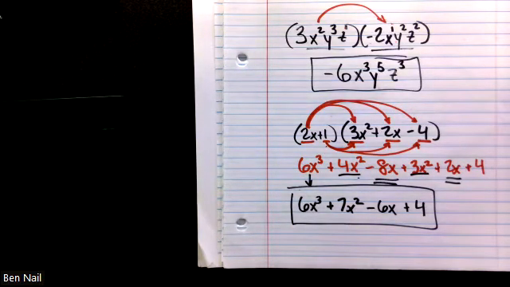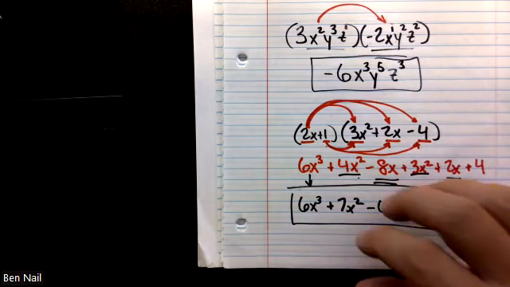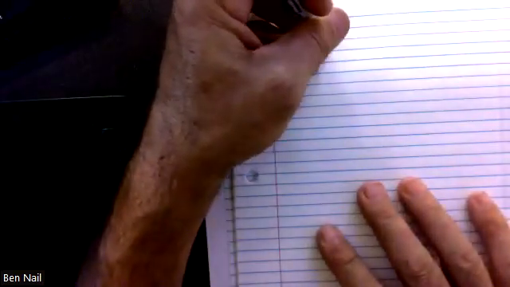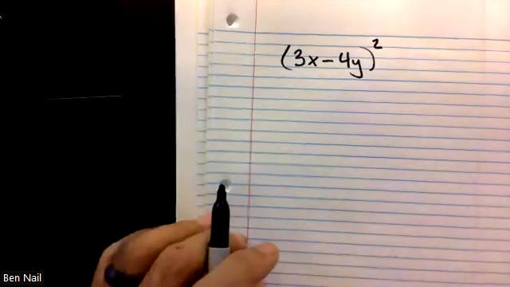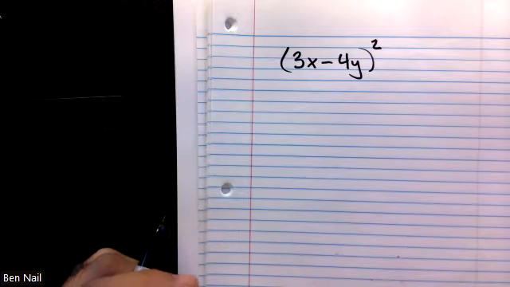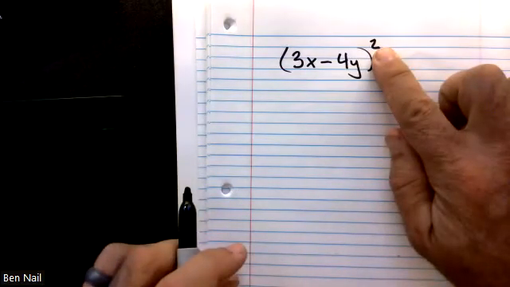All right, the last thing they can do to kind of trick you with this is just a notation thing, or a way to write something. So if they did 3x minus 4y squared, it's important to know, again, what squared means. You're multiplying this by itself.